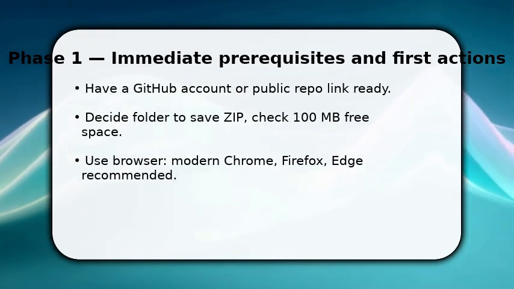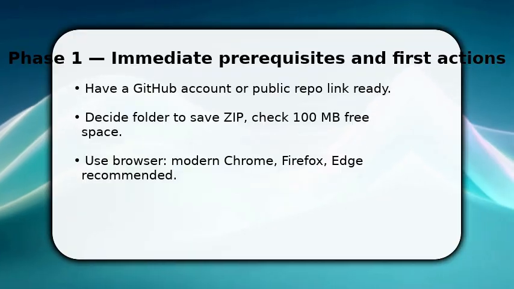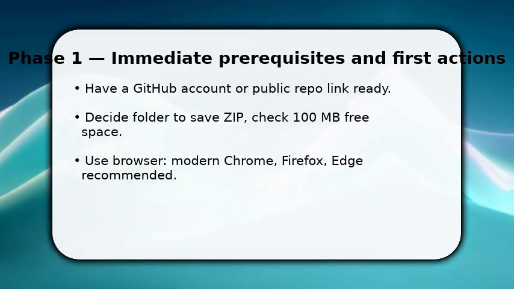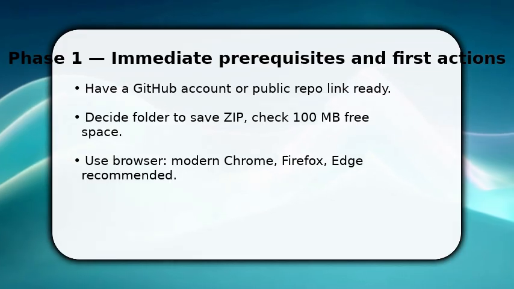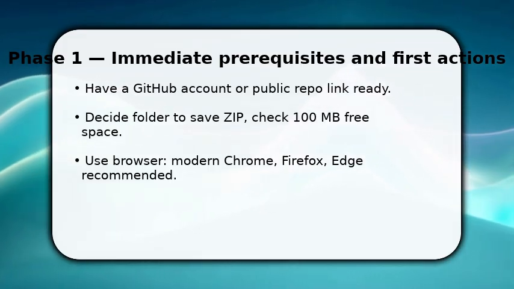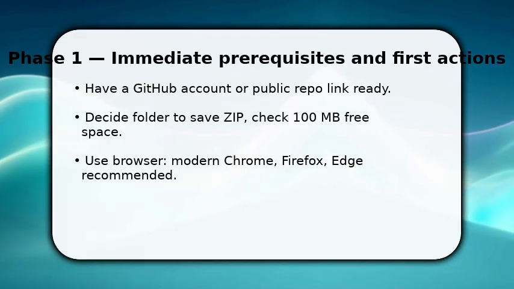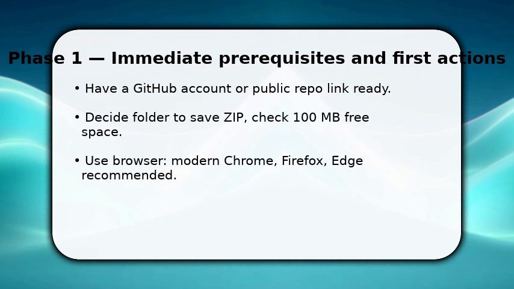Click the green code button to reveal options. Choose Download ZIP. This triggers a file named repo-name-branch.zip. Save it to your chosen folder. You've initiated the download. Now verify the file appears in your downloads list and proceed to extraction.